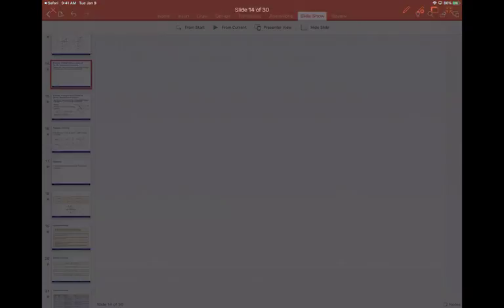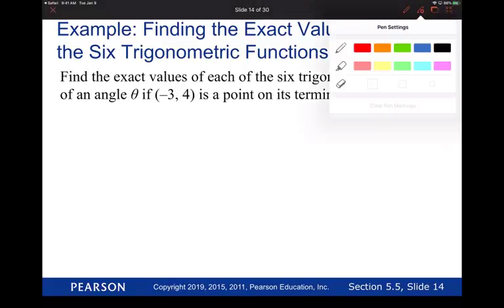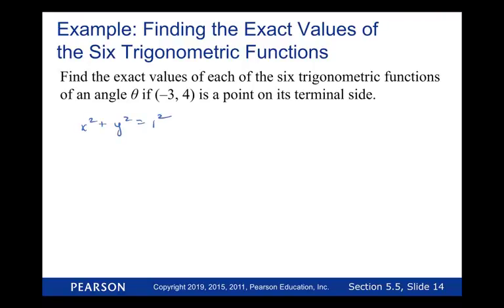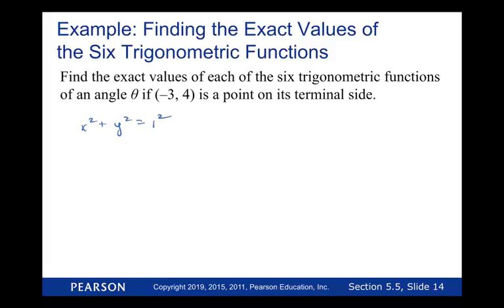Okay, so now, again, we're going to use the formula x squared plus y squared equals r squared. Our x in this case is negative 3, so that's going to be 9 plus 16 equals r squared. So then the radius is going to be what? 5. Is that okay for the radius? Yes.